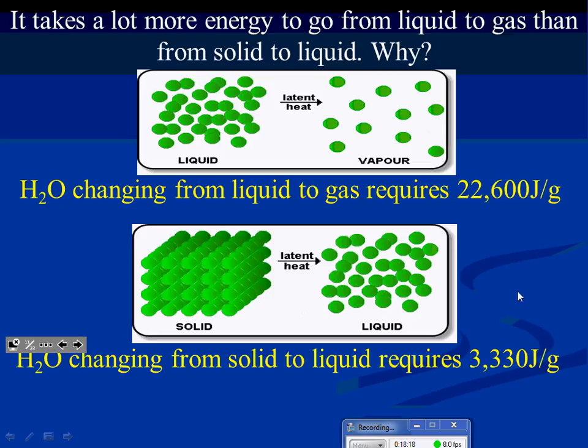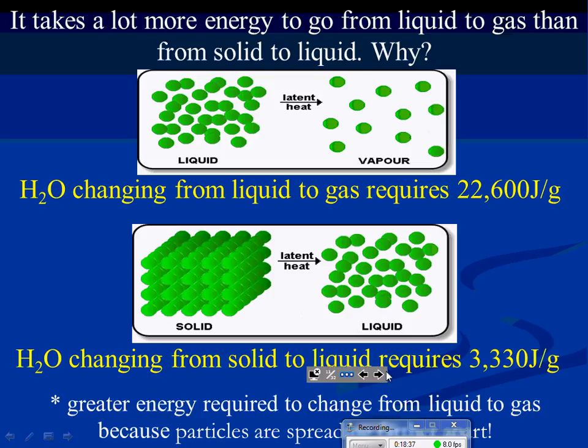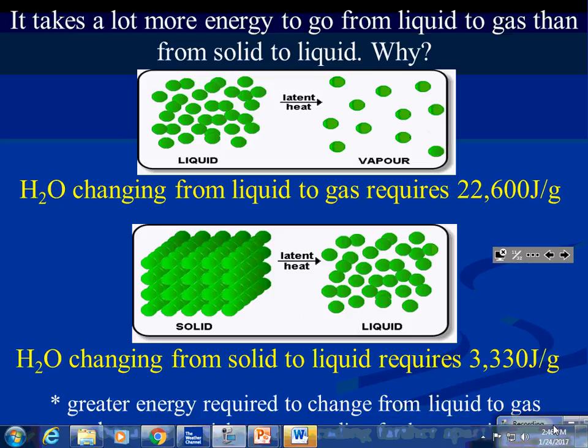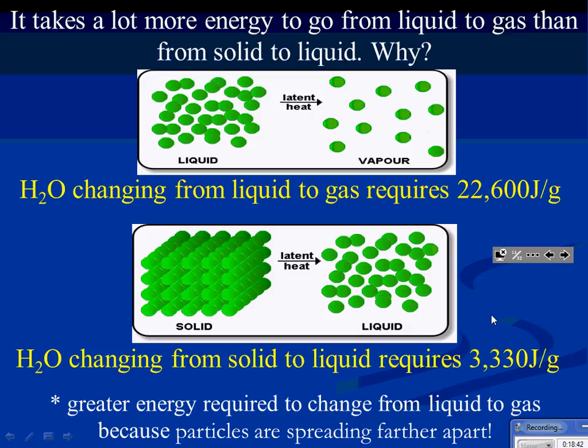Why? Water is changing from a liquid to a gas. It requires 22,600 joules per gram. Water changing from a solid to a liquid requires 3,330 joules. Why? Greater energy is required to change from liquid to gas because the particles are spreading even farther apart. Even farther apart.